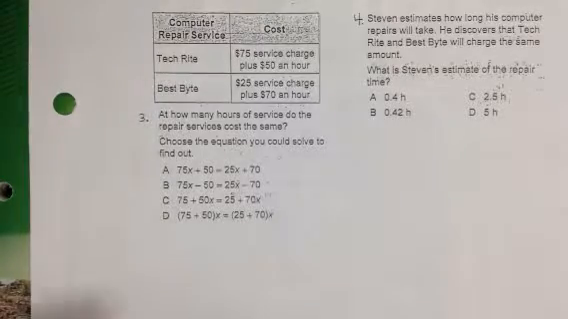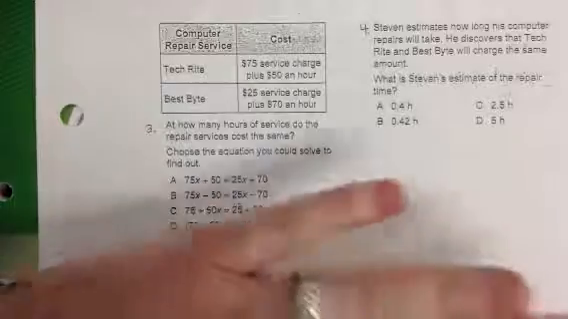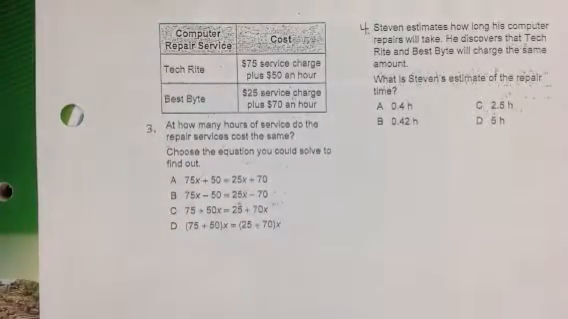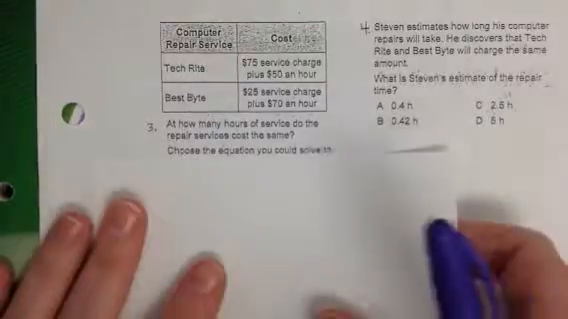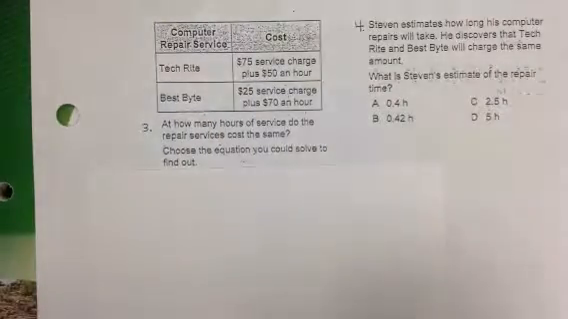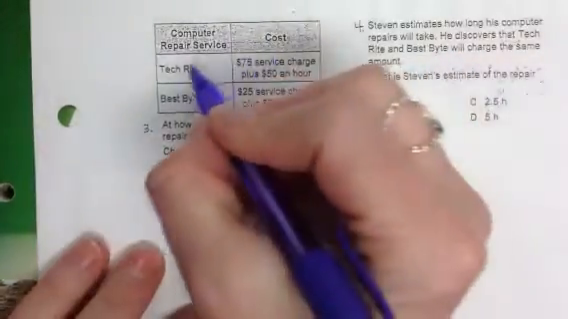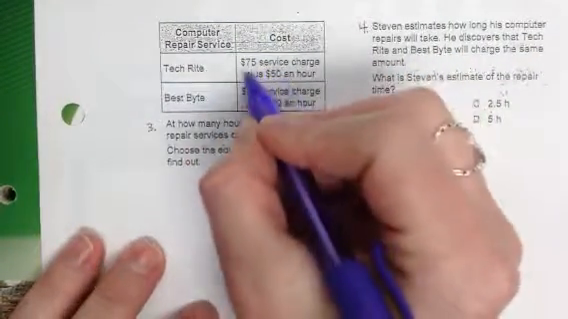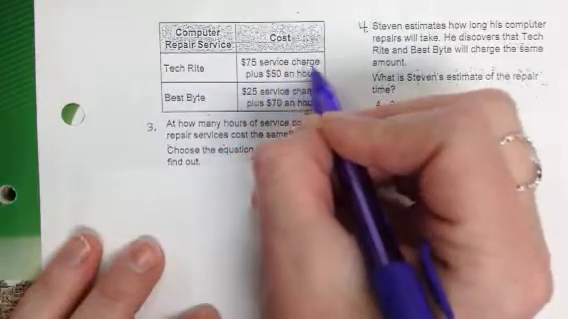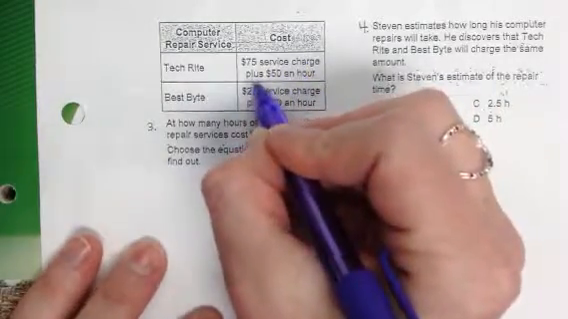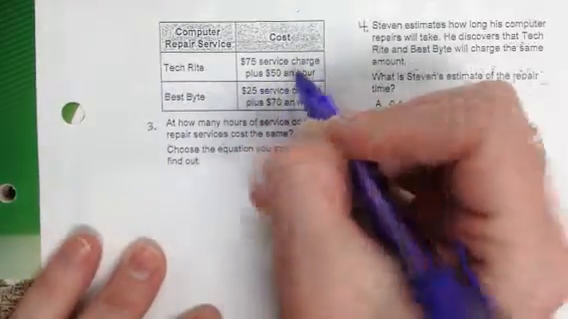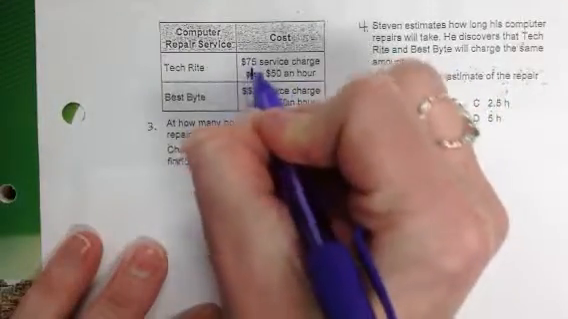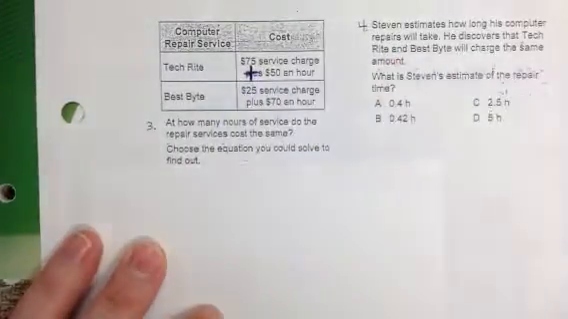So it's best practice to ignore your answer choices. You want to try to write your own equation and then find if there's one like that in the answer choices. So I'm going to go and look up at TechWrite. It says it's a $75 service charge plus $50 an hour. Okay, so I'm going to go ahead and put a plus sign where they said plus.